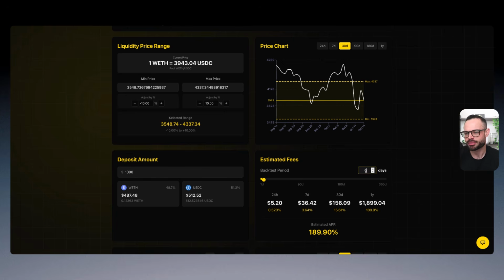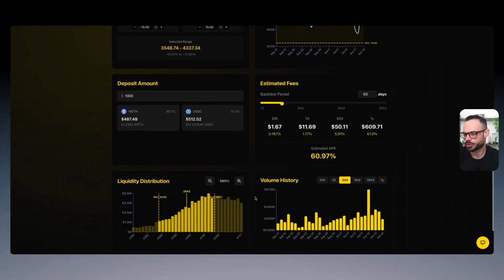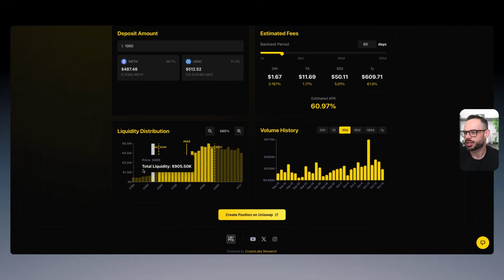If we zoom out even further back to a 60-day back test period, you can see the estimated yearly APR is at about 61%, a little bit over 5% per month, which is still phenomenal, don't get me wrong, but you're going to see how that tweaks and changes the estimated APR based on the back test period that you use. The final two things I'll mention here are the liquidity distribution and the volume history.